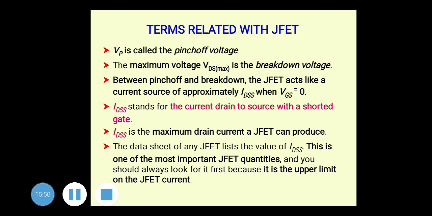The data sheet of any JFET gives the value of IDSS. This is one of the most important JFET quantities and you should always look for it because it is the upper limit on the JFET current. So this is all about the introduction of JFET and its operating characteristic, that is biasing of JFET.